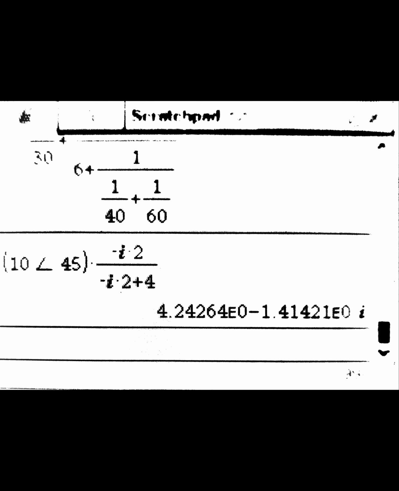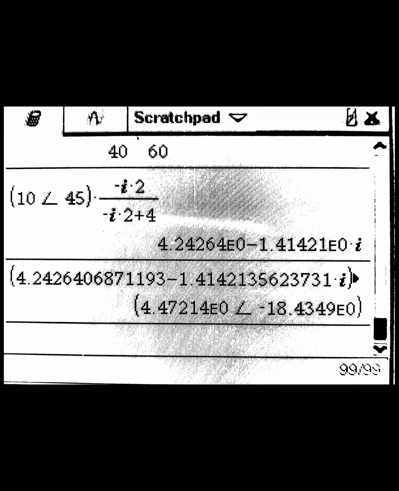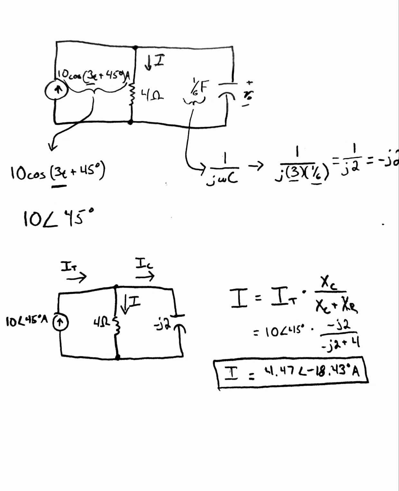You can see here that my calculator, because of the settings that I had it on, spit it out in rectangular form. We started in polar, but it spits it out in rectangular form. I'm going to end up converting this back to polar because it's a little bit easier to read, and that's also the way the book has it, so you can verify your answer. In this case, the book is actually correct. So you can see that it gives me 4.47 at negative 18.43 degrees as an answer. And that is the current flowing through the 4 ohm resistor.